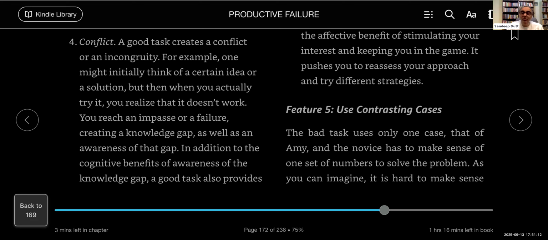Feature 5. Use contrasting cases. The bad task uses only one, that of Amy, and the novice has to make sense of the one set of numbers to solve the problem. As you can imagine, it is hard to make sense from just one case or example.